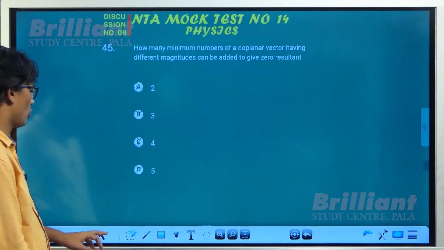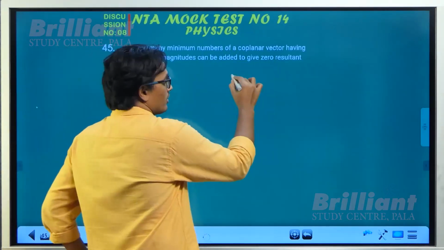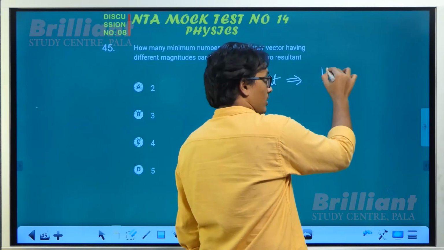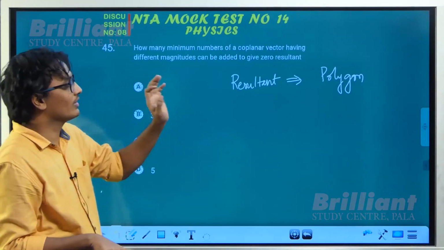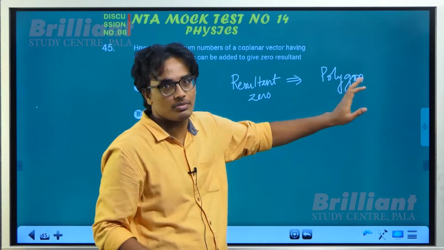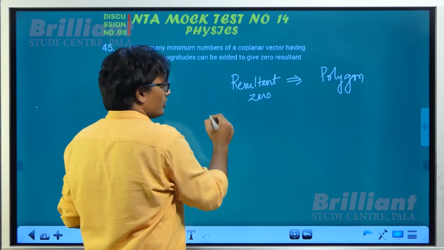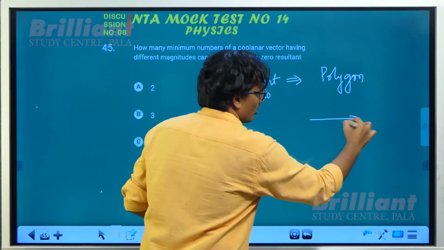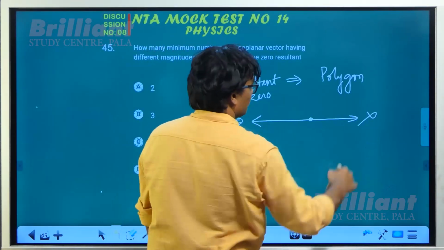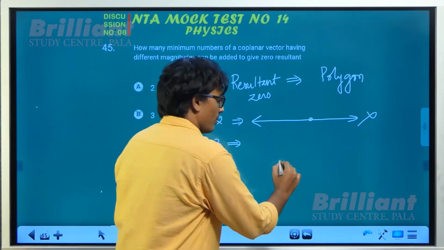How many minimum numbers of coplanar vectors having different magnitudes can be added to give zero resultant? Now, if you want zero resultant, they should form a polygon. That's the polygon law. If you want the resultant to be zero, then from the polygon law all the vectors should form a polygon. Now they have said clearly they have different magnitudes. Suppose you take 2, the only chance is they should be opposite, but they have said they have different magnitudes, so they will never be 0.